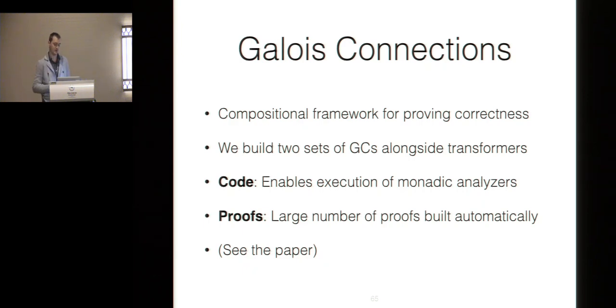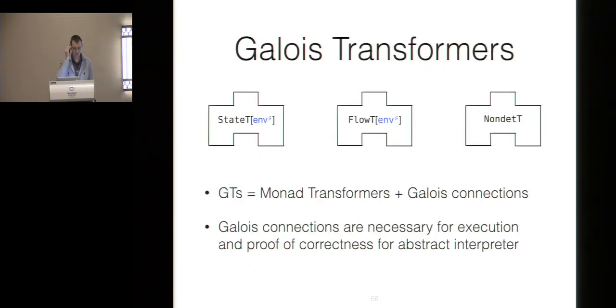And you'll need to see the paper. There's a rather substantial proof framework. So Galois transformers are these monad transformers, plus the Galois connection properties that we build alongside them. And the Galois connections, again, are necessary for execution and for proofs.